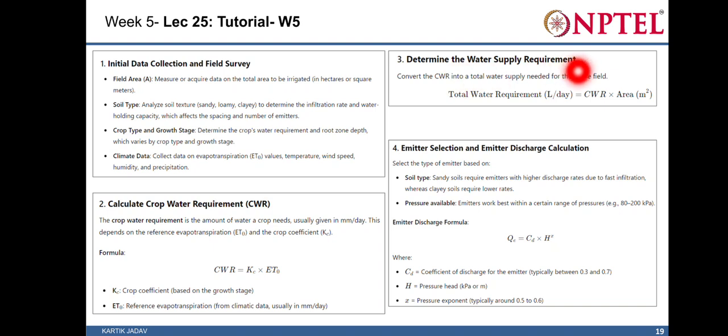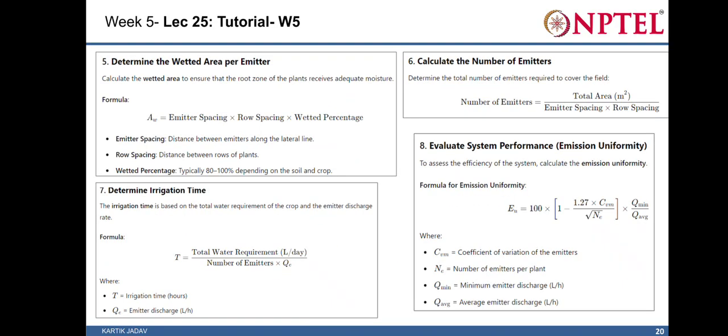Then determination of water supply requirement, which is the crop water requirement into the area, and then emitter selection and emitter discharge calculation. That is given by this formula. We'll solve this kind of problem in this session. I'm not going into detail, as we have already learned about this. I hope you have already watched that lecture.